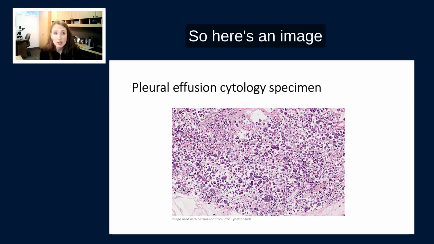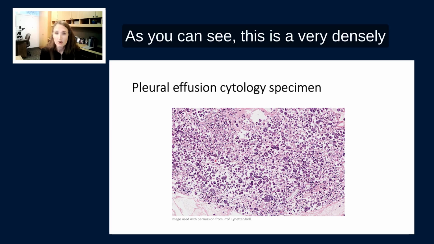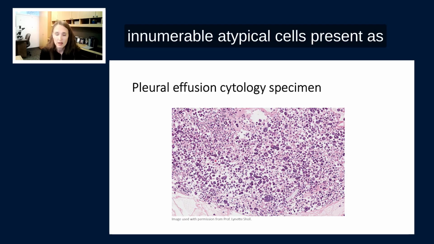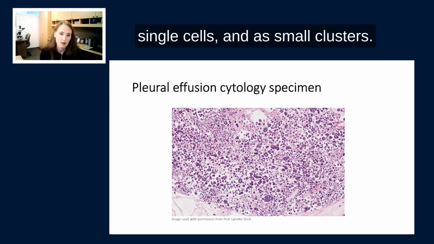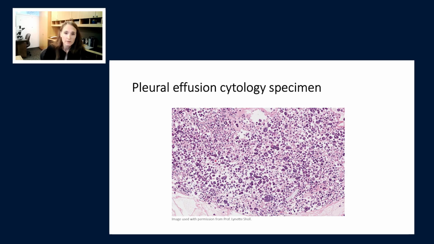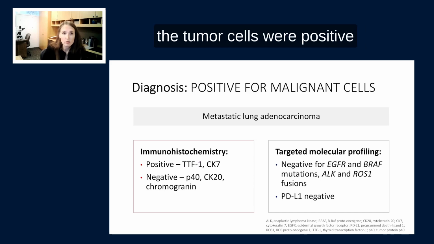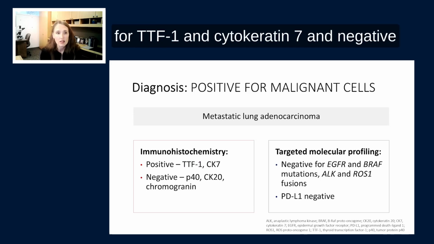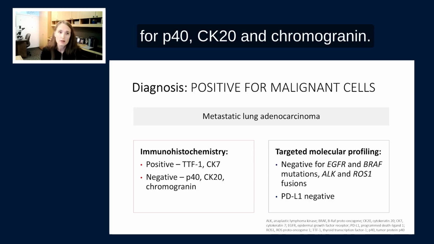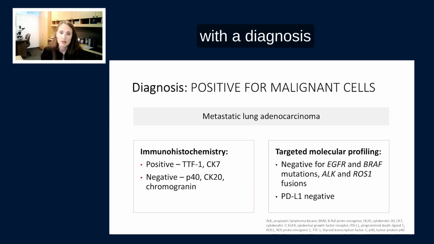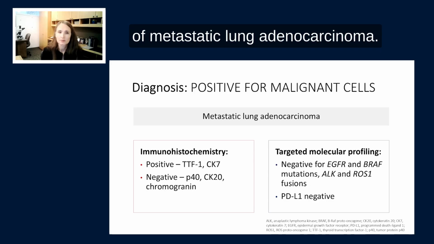So here's an image of the pleural effusion cytology. As you can see, this is a very densely cellular cytology specimen containing innumerable atypical cells, present as single cells and as small clusters. Immunohistochemistry was carried out on this specimen, showing that the tumor cells were positive for TTF1 and cytokeratin 7 and negative for P40, CK20, and chromogranin. These findings are consistent with a diagnosis of metastatic lung adenocarcinoma.